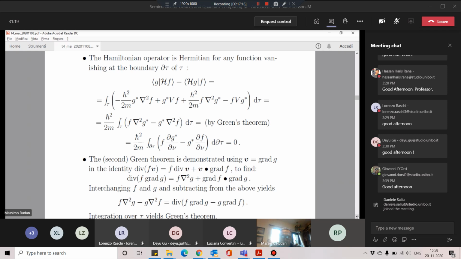Then you collect all the constants and put them outside of the integral. So h bar squared over 2m, we are in the third line, multiplies the integral of what is left. And what is left is f Laplacian G star minus G star Laplacian f.